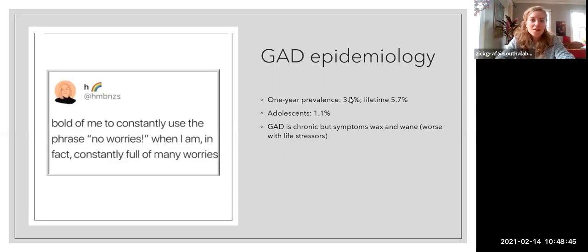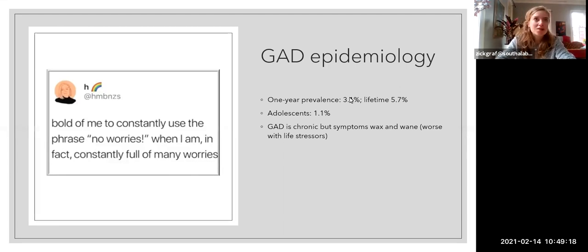So some epidemiology. GAD is relatively less common than the fear-driven disorders. The 1-year prevalence is about 3%, lifetime prevalence about 6%. GAD is more common in adults than in adolescents. Whereas most of the disorders that we talk about primarily have a pubertal or childhood onset, with GAD, the onset is harder to pin down in epidemiological studies primarily because it is chronic, but it tends to wax and wane. And it tends to be worse when someone is experiencing life stressors.